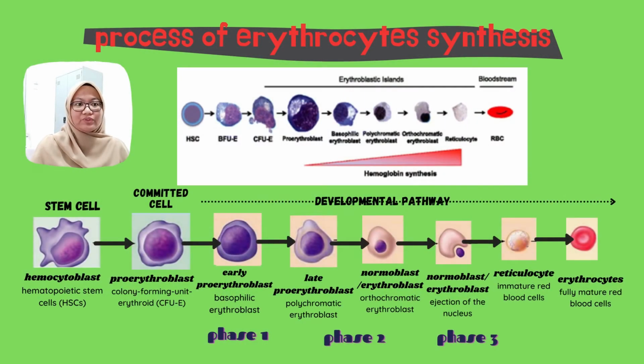Okay, in the slide you can see I put two diagrams which show the flow of the process of erythrocyte synthesis. You can see the process starts with the stem cell, which is the hematopoietic stem cell, HSC. HSC then differentiates into BFU-E, CFU-E, like in the flow, and then proceeds to the proerythroblast until in the last step it will develop into fully mature red blood cells, or we call it erythrocytes. This process consists of three main phases. Each of the phases contains one highlighted thing that we will discuss later.